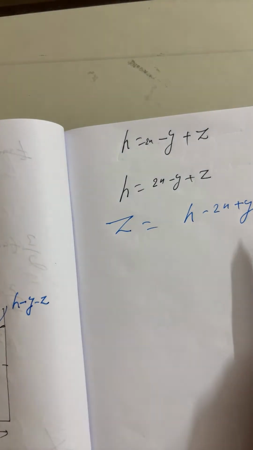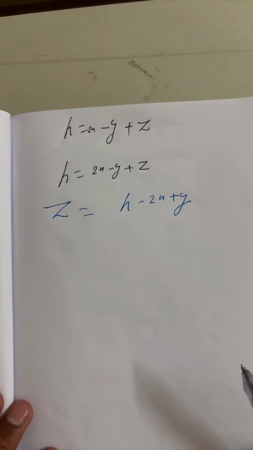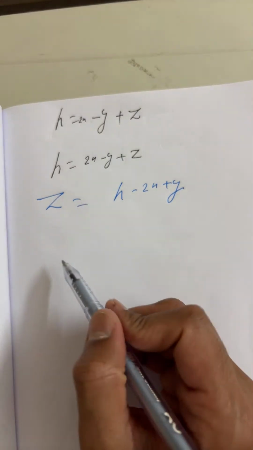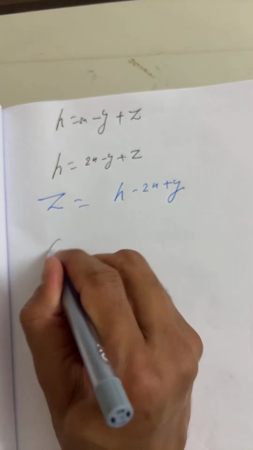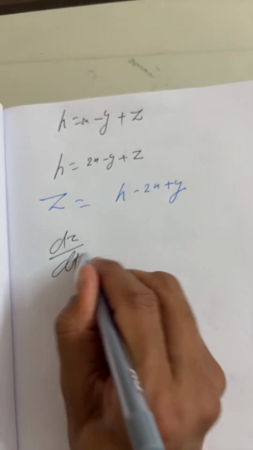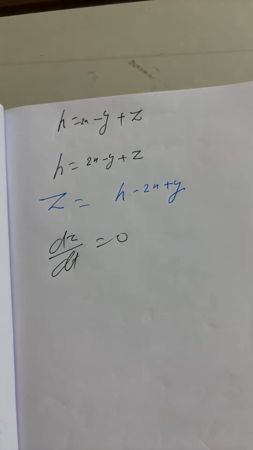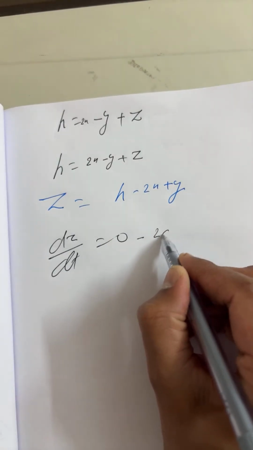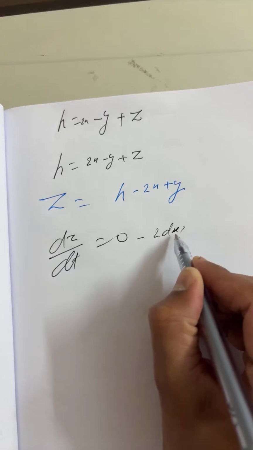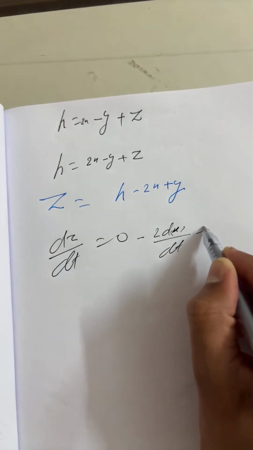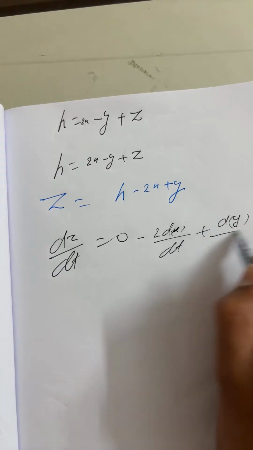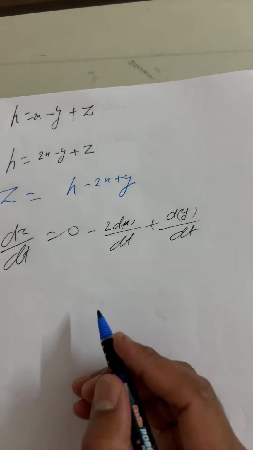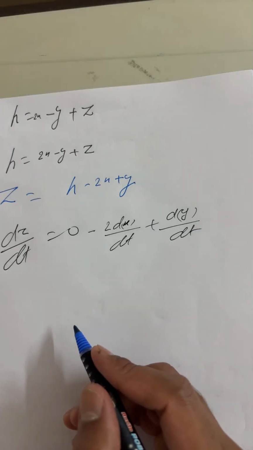Now let us differentiate the entire term with respect to time. So this is dz by dt. H remains constant here, so this is 0 minus 2 into dx by dt plus dy by dt. Right. Okay, further here this will go through.